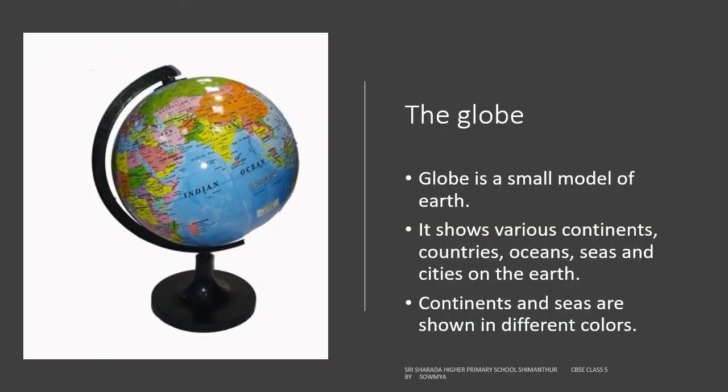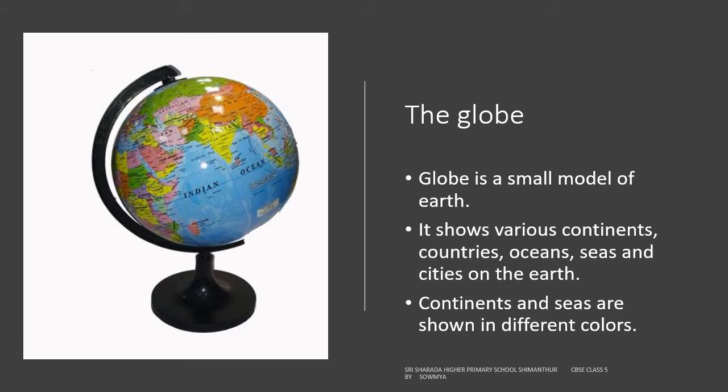The globe. A globe is a small model of Earth. It shows various continents, countries, oceans, seas, and cities on the Earth. The land and the water bodies on a globe are shown in different colors. The countries and oceans are shown in different colors so that they are easily located.